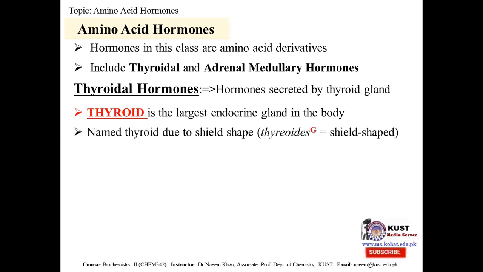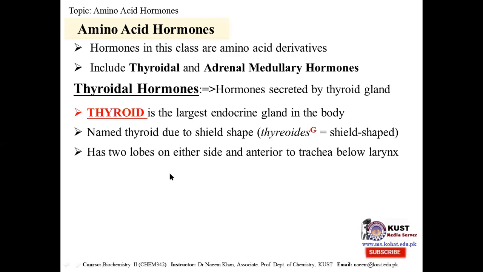This is the largest gland, and it was named thyroid. Why? Because its shape is just like a shield. The word thyroid is from Greek, which means shield shape. So the thyroid gland is so named because of its shape similarity to a shield. So thyroides is from the Greek language and it means shield. Shield shape, so thyroid.